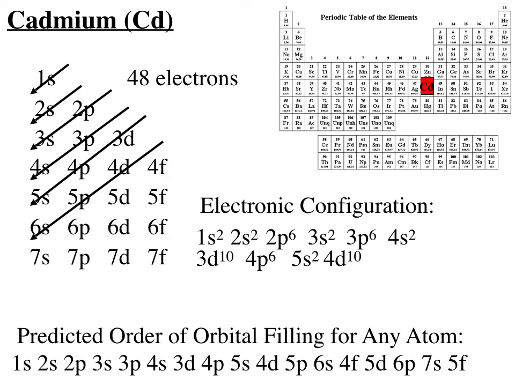So I need to go to the next available orbital. I come to the next diagonal arrow. The next orbital is a 4d, and the d can hold 10. So I populate that d entirely, and I now have the total number of electrons of 48. So this represents the electron configuration of cadmium.